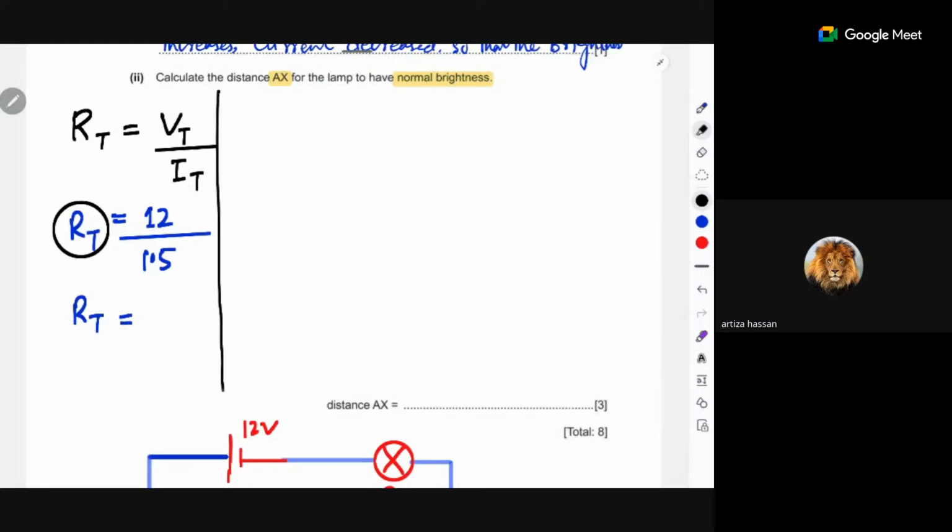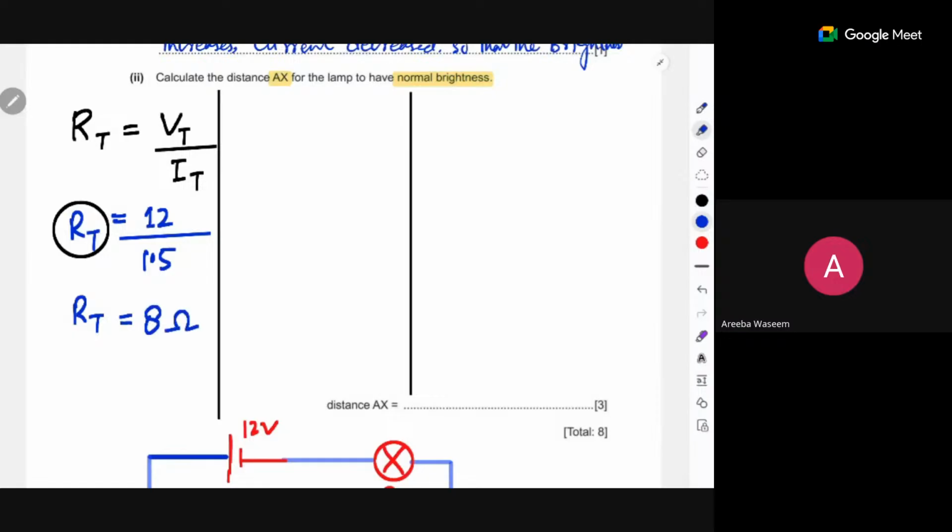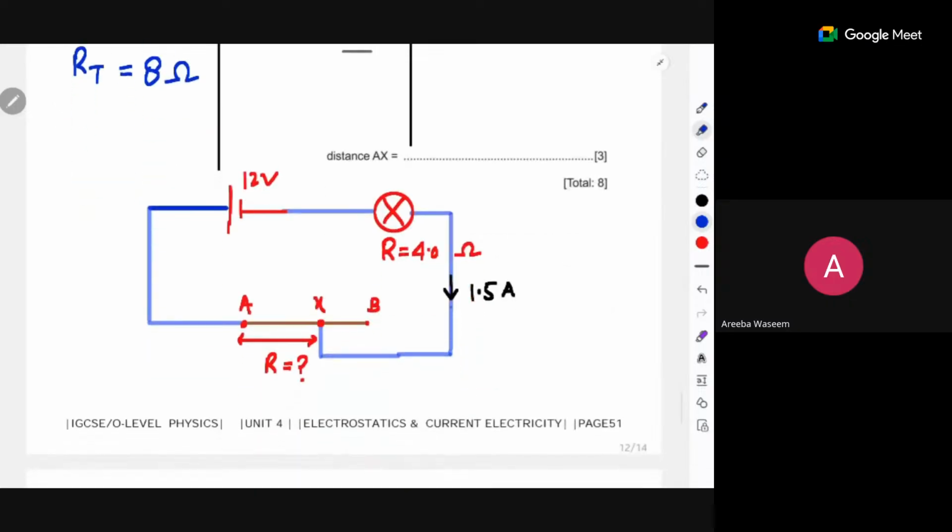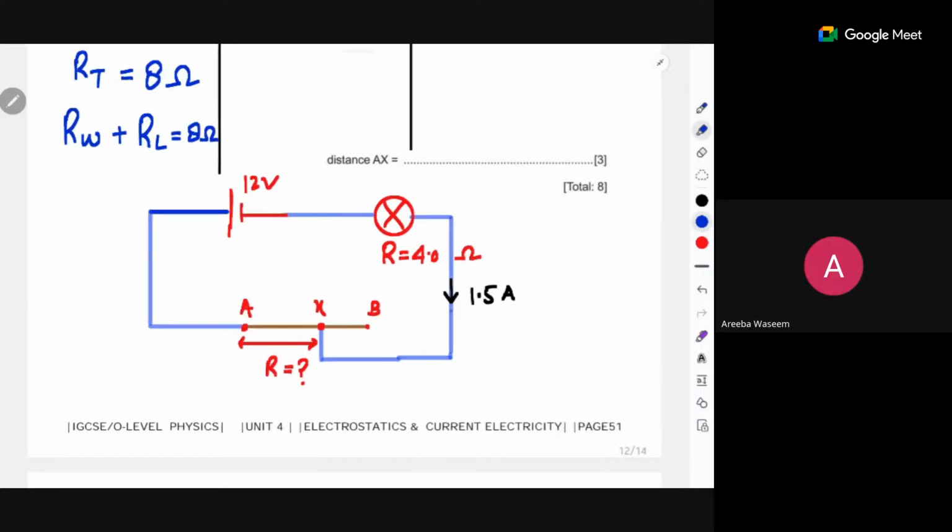Are you getting this point? I have given a lot of space for this question because there are different steps in it. So what is this total resistance? Calculate: 12 divided by 1.5 is 8 ohm. Is it clear? Now the resistance of the wire plus the resistance of the lamp should be equal to 8 ohm, am I right? Are you getting my point?